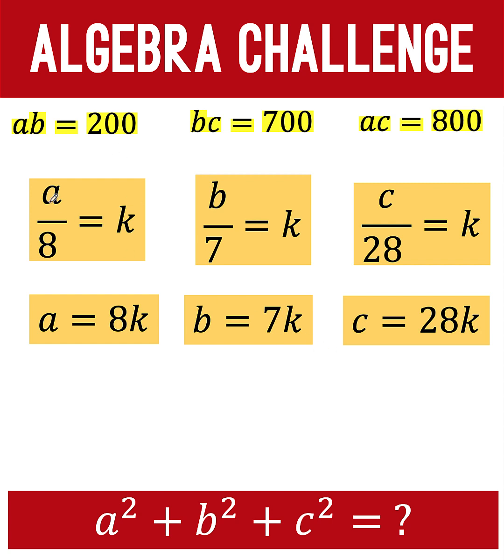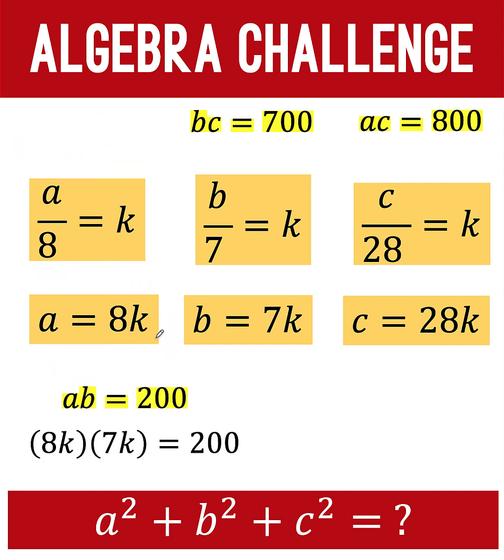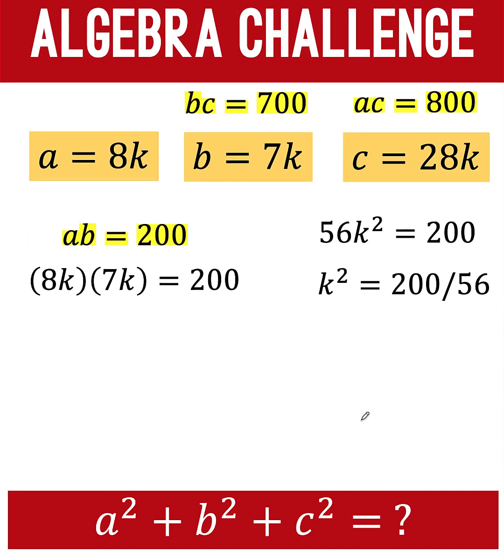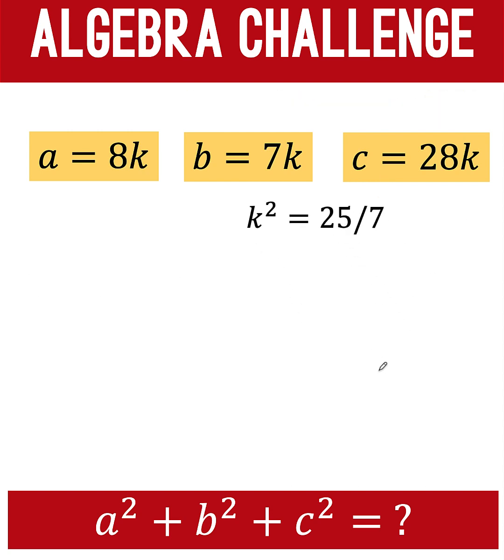So let's solve first for the value of k squared before squaring all of them. To solve for k squared, notice that we have here a times b equals 200 as one of the givens. But we know that a is equal to 8k and b is equal to 7k. That is equal to 200. Simplifying the left side, that becomes 56k squared equals 200. Divide both sides by 56 and reduce to lowest terms to arrive at k squared equals 25 over 7. We do not need to solve for k itself because when we square a, we'll arrive at an expression containing k squared. The same thing when we square b and c. So let's remember this value for k squared.